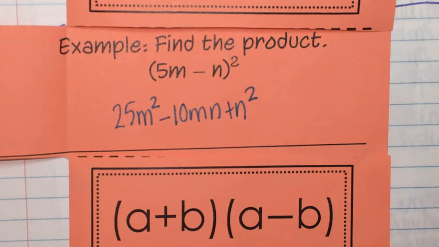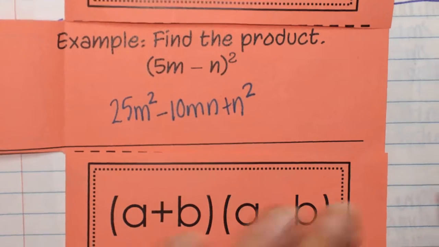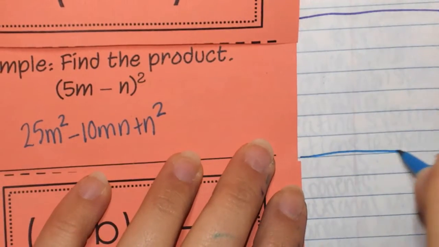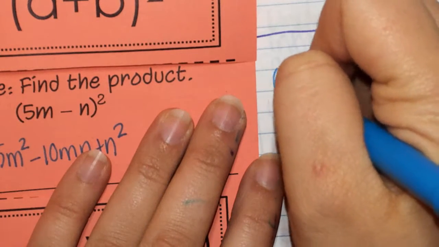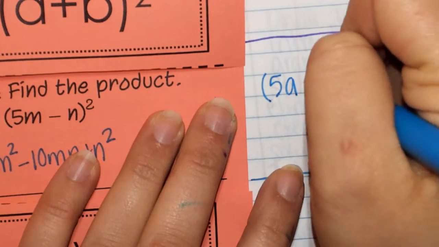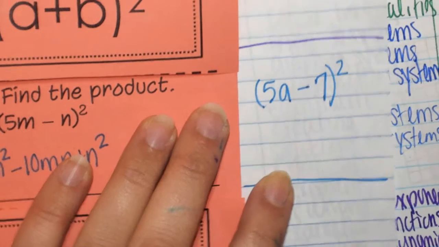All right. Are we ready to try another one? Yes. Okay. Now, let's see what 5a minus 7 quantity squared is.